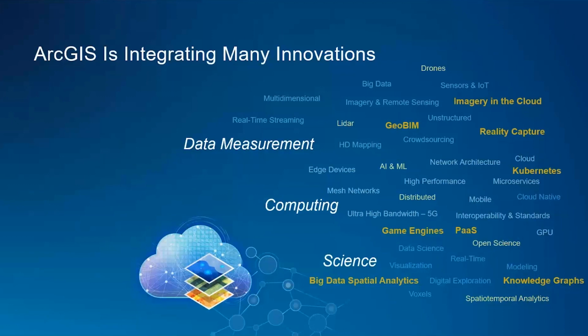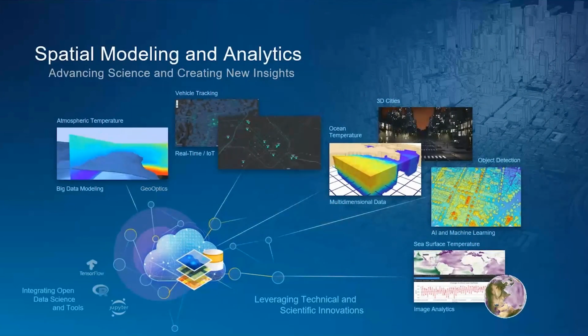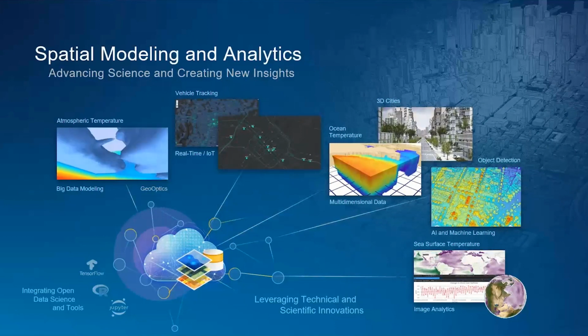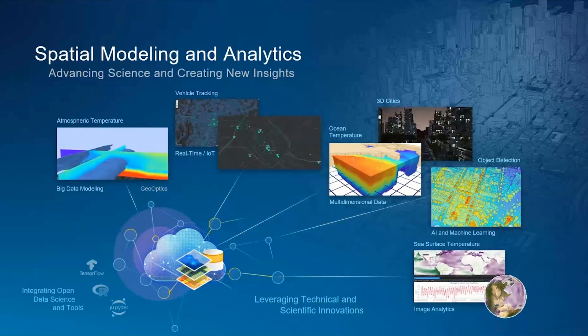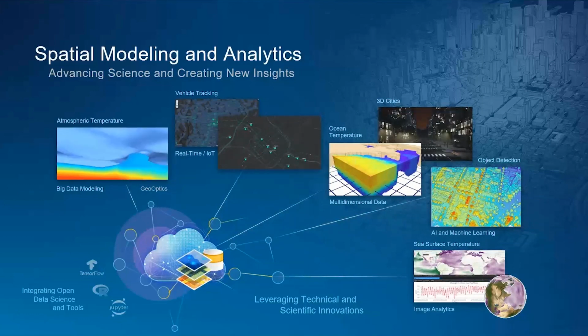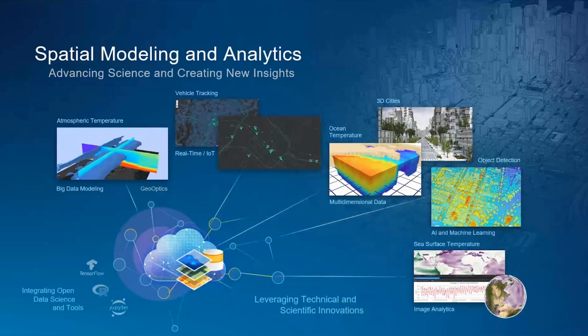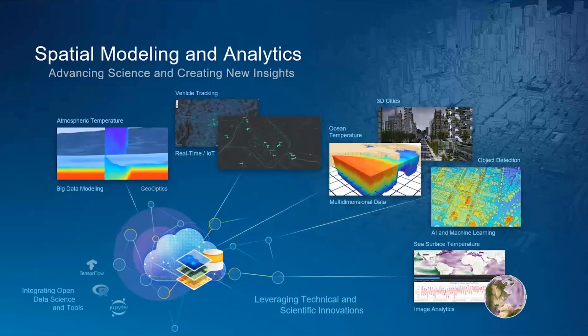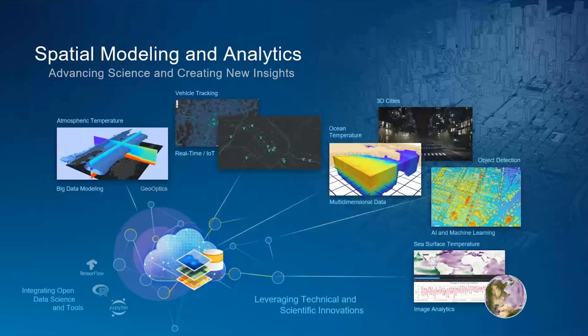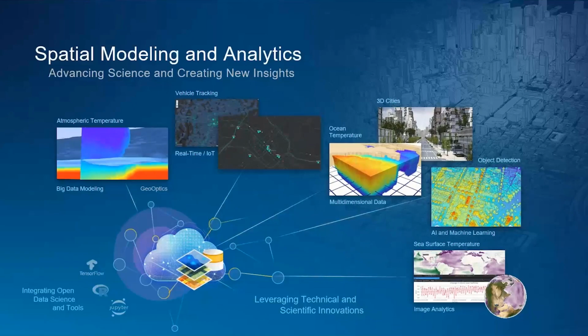Now, when we think about ArcGIS, it continues to evolve. It has been integrating many new innovations in data measurement, in computing, and in science. We're integrating new data sources from drones or from satellites or other technologies, new tools for computing, faster machines, of course, but also AI and machine learning capabilities. So a lot is happening within Esri, within the ArcGIS system. And in spatial modeling and analytics, it's advancing science and creating whole new insights. For example, in big data and real time, looking at multi-dimensional data, looking at object detection using AI and machine learning, or remotely sensed data coming from so many different sources today. These are assisting people by leveraging the latest technology and being open to the world of open data science and new tools that are emerging in the community.